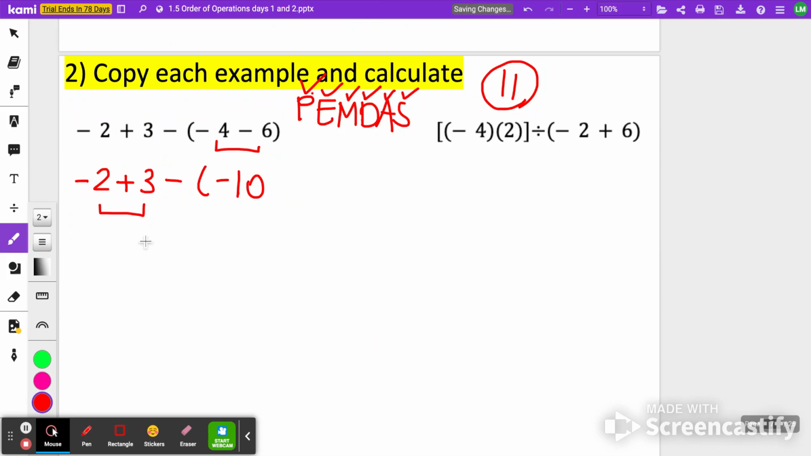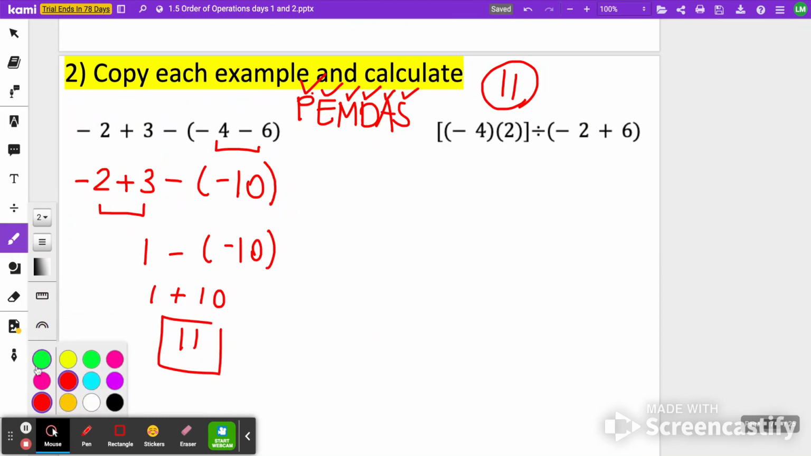Negative 2 plus 3 is 1, bringing down everything else. Forgot that parentheses up here, my bad. And then now I have 1 minus negative 10. That's actually equal to 1 plus 10, which is equal to 11.